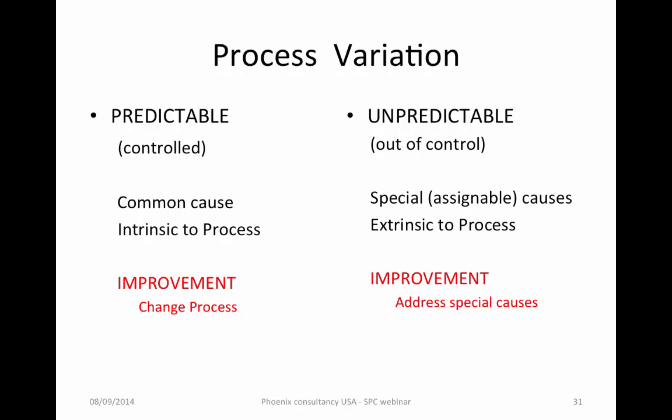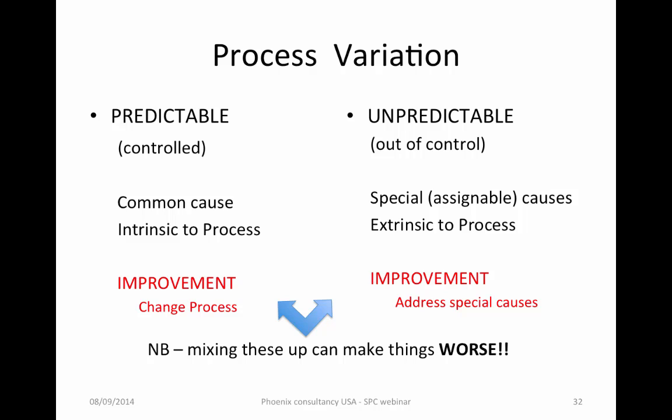It is essential to understand the difference between special cause and common cause variation. As I said earlier, common cause variation is intrinsic to the process, and in order to reduce it, the whole process needs to be improved and changed. On the other hand, special cause variation is usually extrinsic to the process, and in order to improve it, we need to address the special causes, in fact the root causes of the special causes, in order to bring the process into control and make it more predictable.